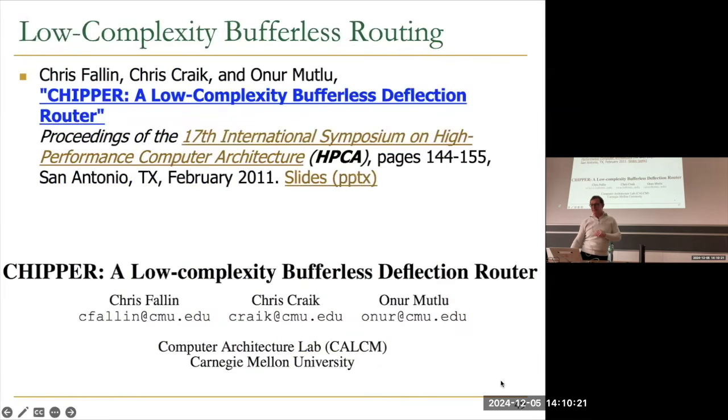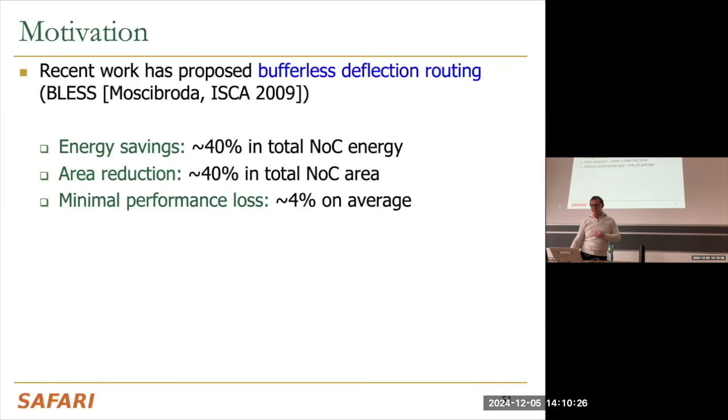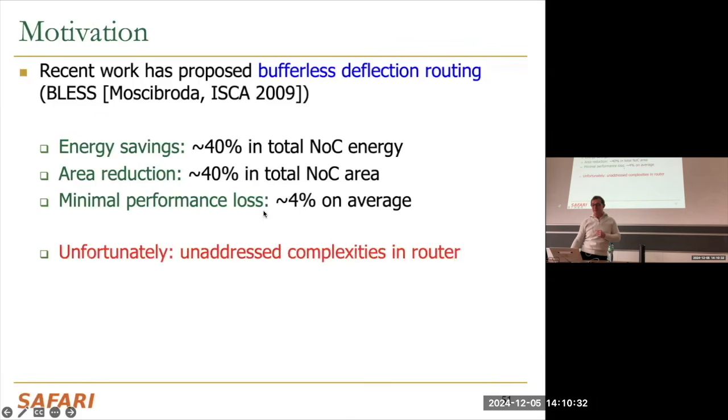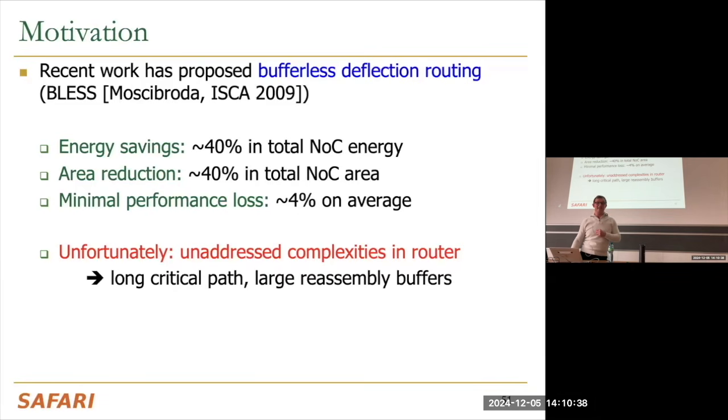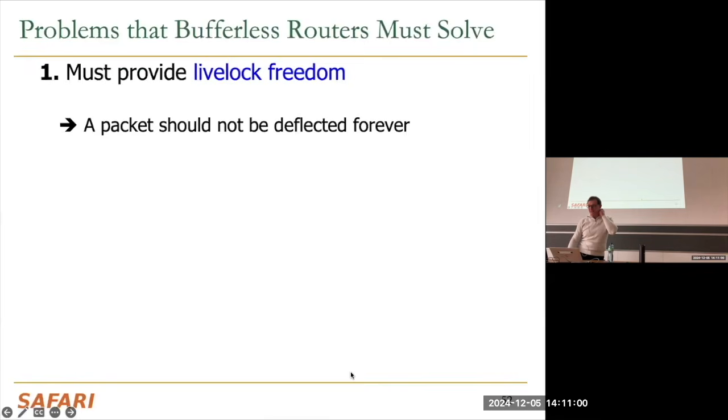Okay, so this is the next paper, which tries to solve some of the issues. We call it CHIPPER. I think I've kind of summarized things over here. These were the conclusions of the BLESS paper: energy savings, area reduction, and small performance loss. Unfortunately, we did not address some of the complexities in the router. And especially the live lock issue leads to long critical path, and we have large reassembly buffers. So we recognize especially the large reassembly buffers, and we said it's not a big problem, but we're going to look at some other issue over here at the protocol level. And the goal over here in this work was to obtain benefits as much as possible while simplifying the router to make bufferless NOCs more practical.